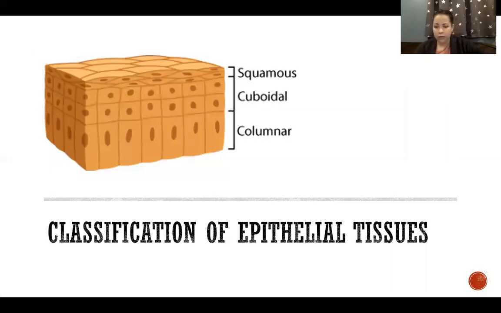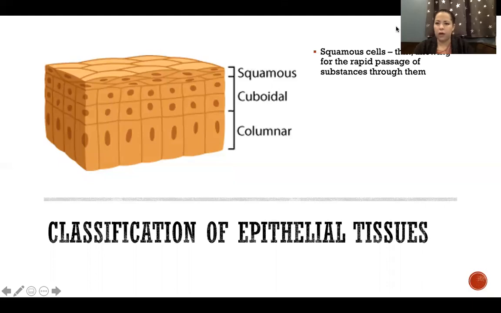All right, then we classify our epithelial tissues based on the type of cells that make up those layers that we just discussed. So squamous cells, those are like squished. Squamous are squished cells. They're like thin little pancake cells. If you looked at an overview of a tissue made of squamous cells, it would look like a tiled floor where they're like flat, squished pancakes. So these are thin cells that allow for the rapid passage of substances through them. So when there's only one layer of them, it makes it very easy for things to pass through those cells from one side to the other.